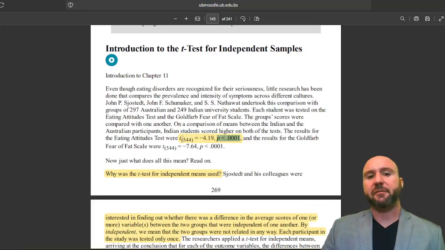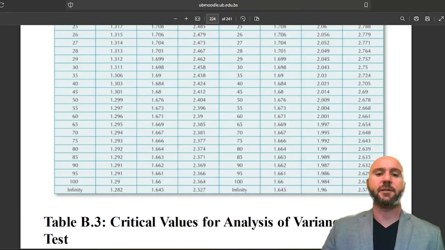So we have 544 degrees of freedom. Let's go to our table. We don't have 544 degrees of freedom. It just goes from 100 to infinity.